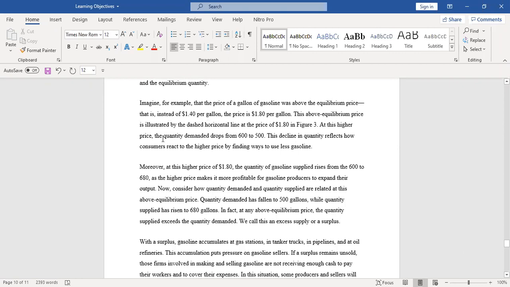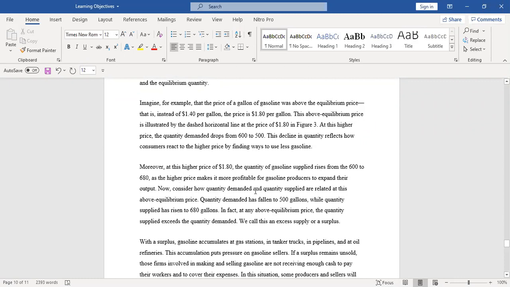This above equilibrium price is illustrated by a dashed horizontal line at a price of $1.80. At the higher price, the quantity demanded falls from 600 to 500. This decline in quantity reflects that consumers react to the higher price by finding ways to use less gasoline. However, at this higher price of $1.80, the quantity of gasoline supplied rises from 600 to 680, as the higher price makes it more profitable for gasoline producers to expand their output.